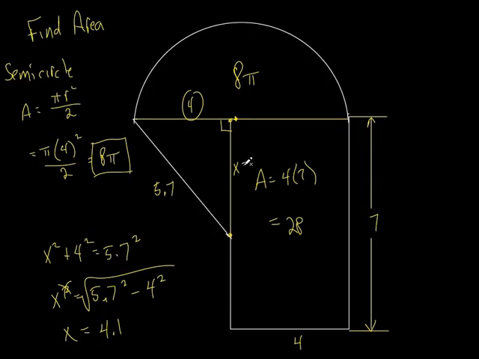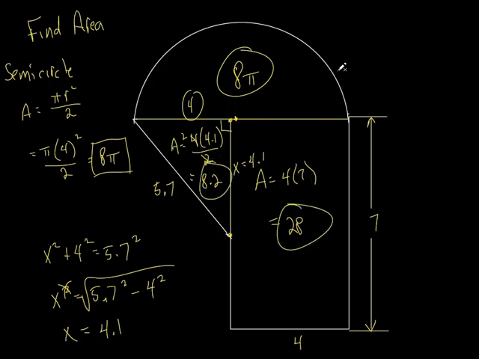Okay, so that's 4.1. So how do I find the area inside this triangle, though? It's base times height, so it's going to be 4 times 4.1, divided by 2. I could do that in my head, couldn't you? 2 goes into 4, what? Twice. 2 times 4.1 is 8.2. So look what I have. I've got 8 pi, 8.2, 28. What am I going to do with all those? Add them all up. That's right.